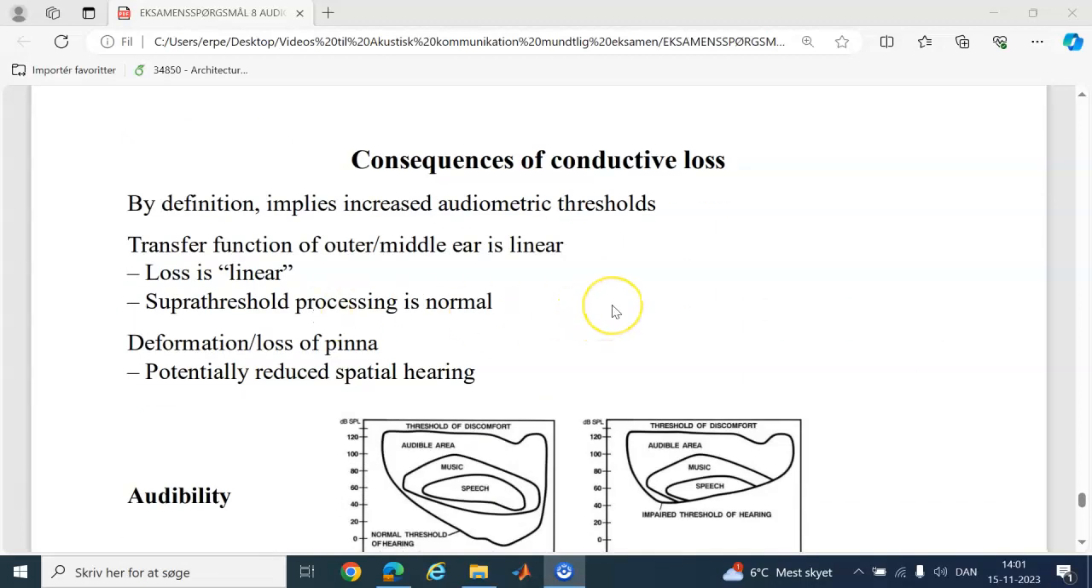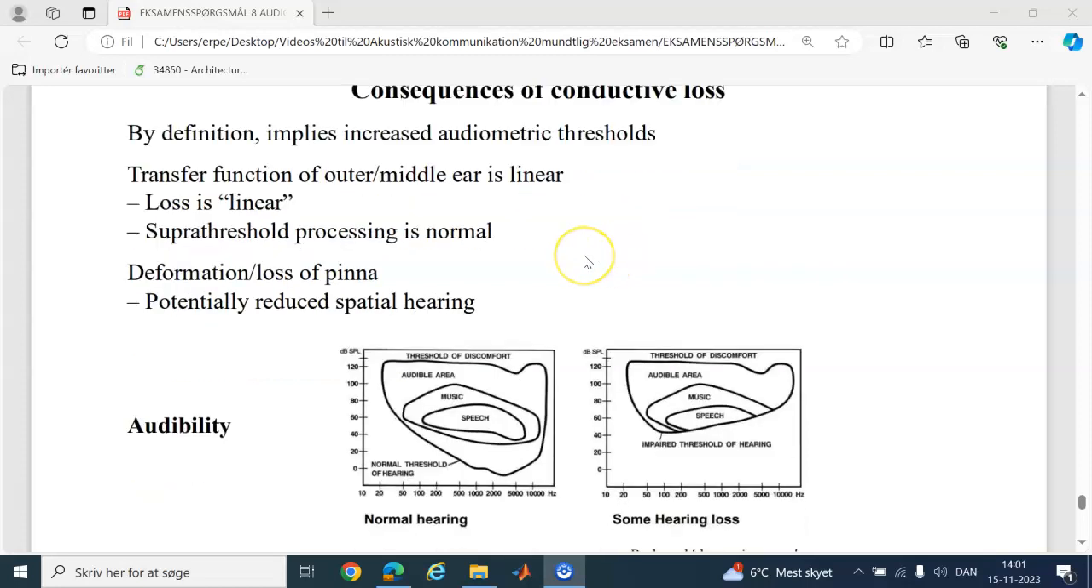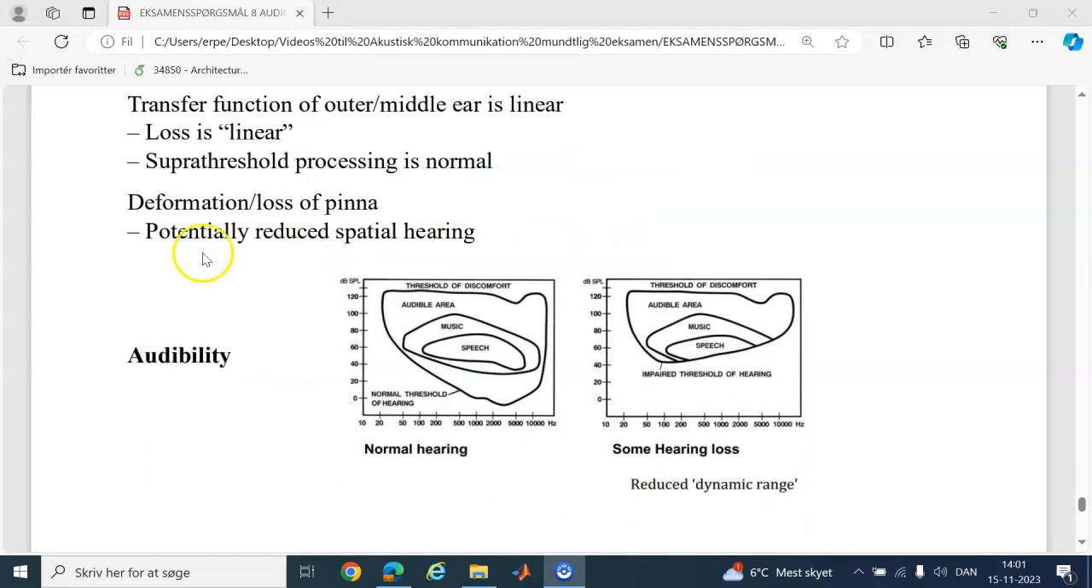Consequences of conductive loss: by definition it implies an increased audiometric threshold. The transfer function of the outer or middle ear is linear. Loss is linear. Suprathreshold processing is normal. Deformation or loss of the pinna potentially reduces spatial hearing.